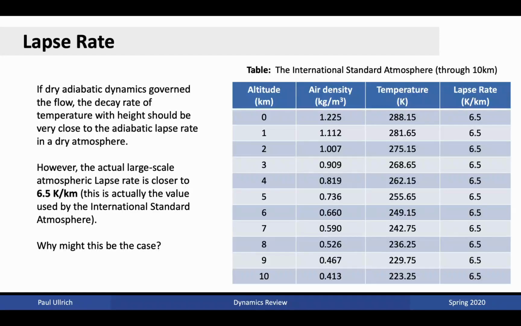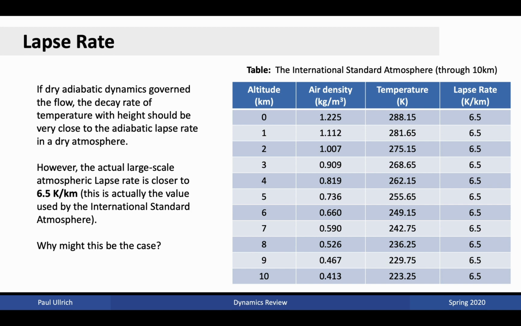So if it were the case that dry adiabatic motion governed the troposphere, one would find that the lapse rate should be about 9.8 K per kilometer. However, referring to the International Standard Atmosphere, which is basically a lookup table for various thermodynamic quantities related to the atmosphere as a function of altitude, one finds that they actually adopt a standard constant lapse rate of 6.5 K per kilometer throughout the troposphere. This is because this value actually matches much closer to observations.